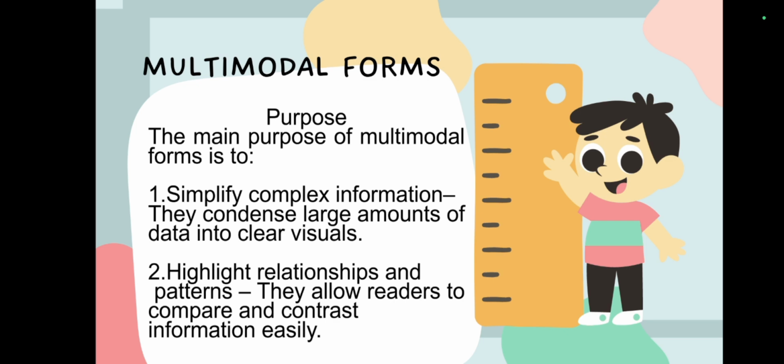Ay, hindi pala. In here, I'm sorry. Example of highlight relationships and patterns is a line graph showing steady growth, or yung example natin kanina sa simplify complex information wherein, di ba, mas makikita mo yung relationship or yung patterns or yung compare and contrast between your sales in the previous month to your sales in this month, or your sales this year to your sales last year.